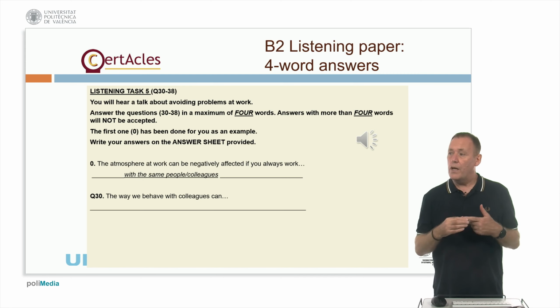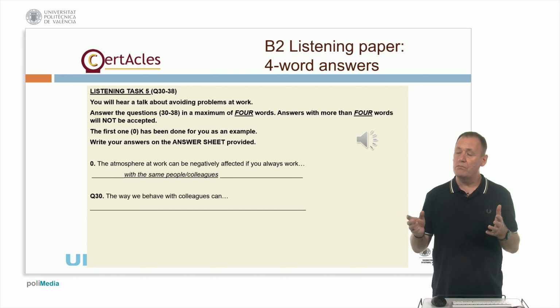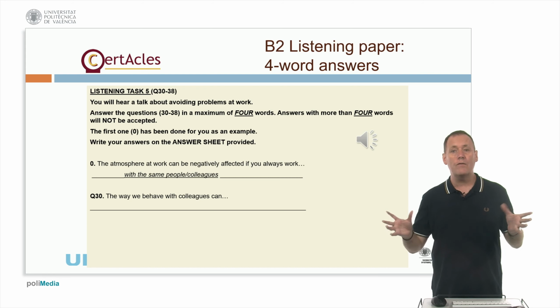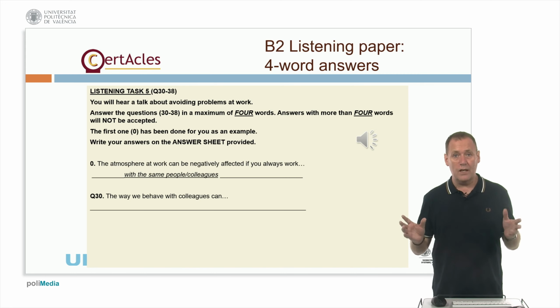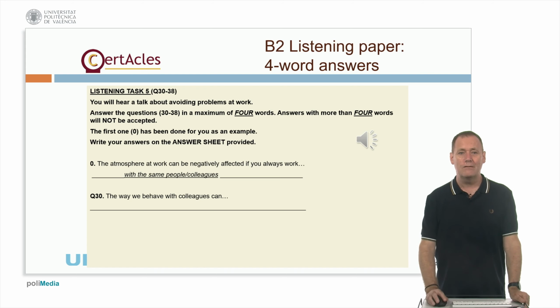Question 0, the example: the atmosphere at work can be negatively affected if you always work with the same people. They also accept colleagues. Obviously, in this type of task, there could be more than one answer, and they will accept certain answers as long as they are correct according to the listening and the question.